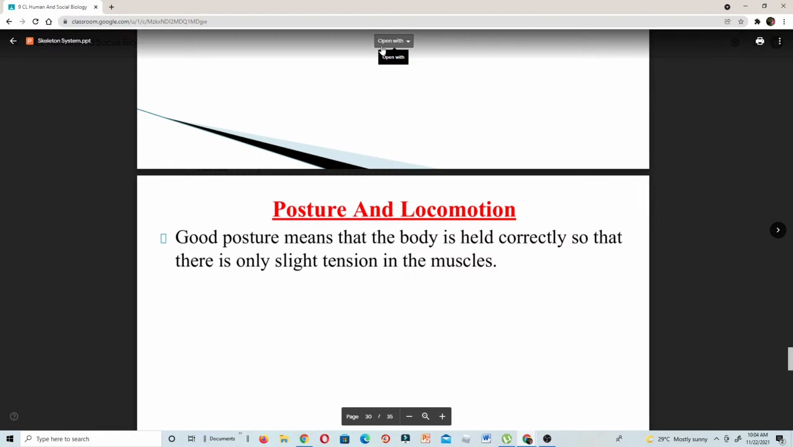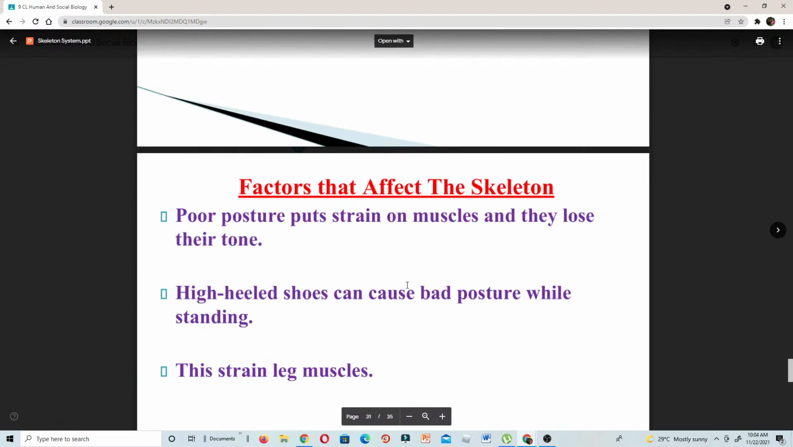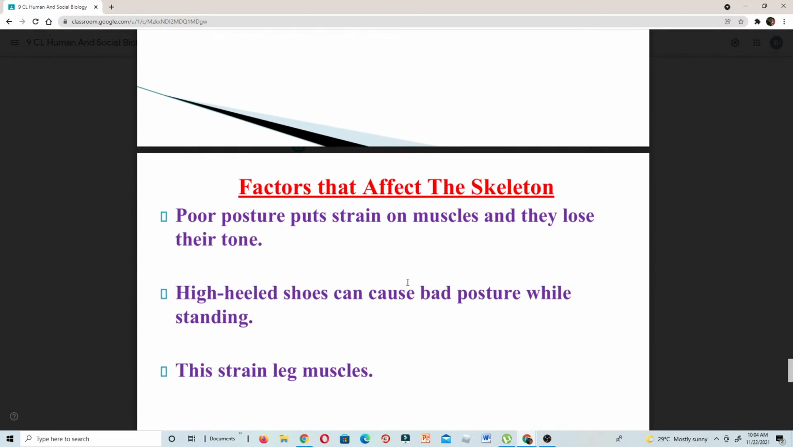So let's say, for example, you're standing and you lean up on something and the body weight is just on one foot. Then definitely that is not good posture. That is poor posture. So good posture means that the body is held correctly so that there is only slight tension in the muscles. So that simply means that no muscle should be working more than the other. So of course, that's the definition.